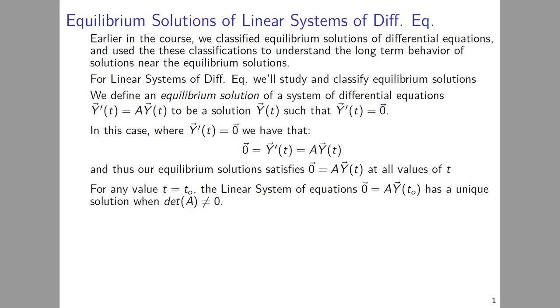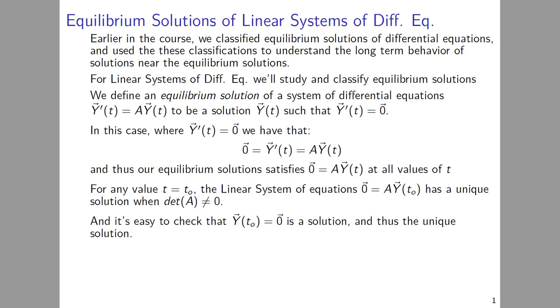And for any value t equals t naught, the linear system of equations 0 equals A times y of t naught is just a linear system of equations, not differential equations. And it has a unique solution so long as the determinant of A is non-zero. And it's easy to check that y of t naught equal to the zero vector is a solution, since A times the zero vector equals the zero vector. And thus it is the unique solution in this case where the determinant of A is non-zero.